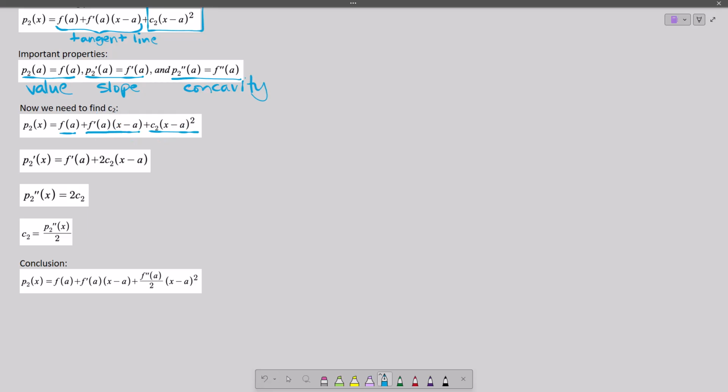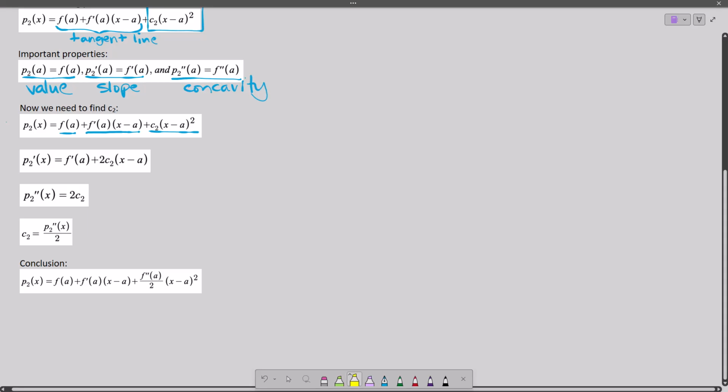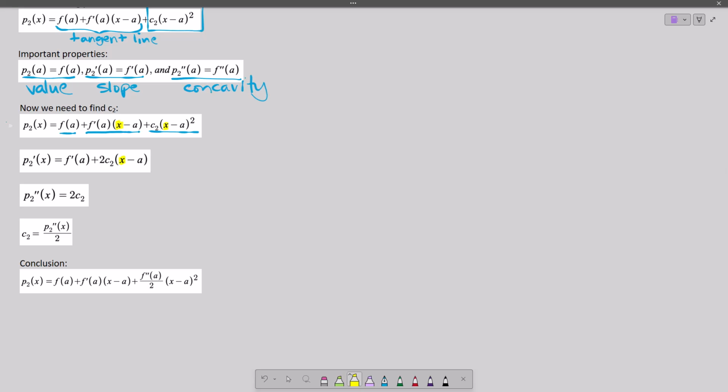Now let's find the derivative of this second order polynomial that we are constructing. So let's take the derivative of this. What is the derivative of f of A? F of A is a constant, so its derivative is 0. Right? F of A is a constant. The variable is x. There's the variable. So when we take the derivative here, the derivative of this term is 0. F of A is a constant.